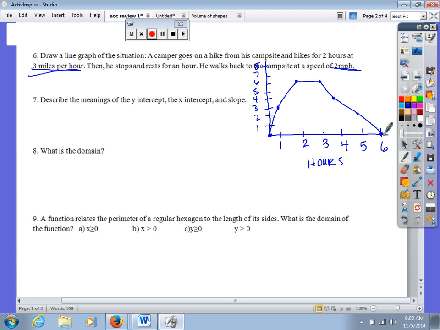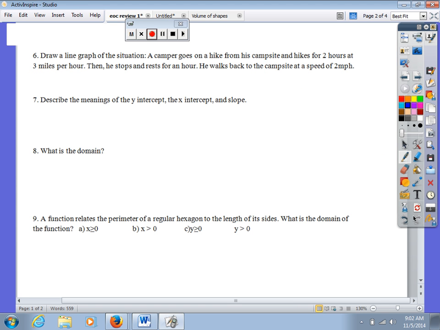Okay. Number 7. Describe the meanings of y-intercept, x-intercept, and slope. There's no correct answer here. But y-intercept, that's just your initial value. That's what I wanted you to say for y-intercept. I didn't want you to tell me how to find it. I wanted you to tell me what's the meaning. So I would say initial value. Okay? So y-intercept, initial value.